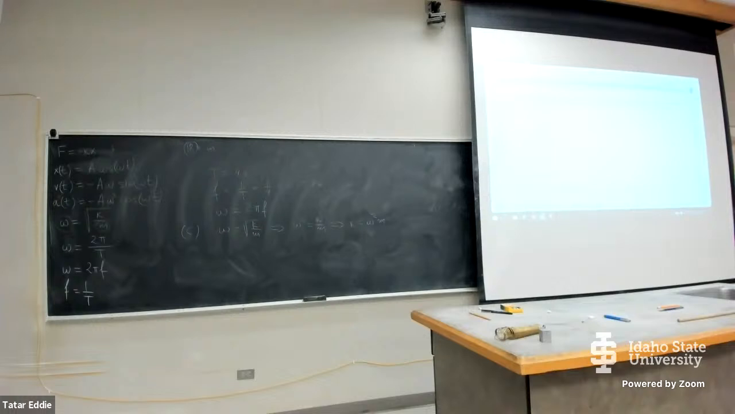And speed is the magnitude of velocity. So speed is 0. The next part, E, says find the acceleration at 1 second.